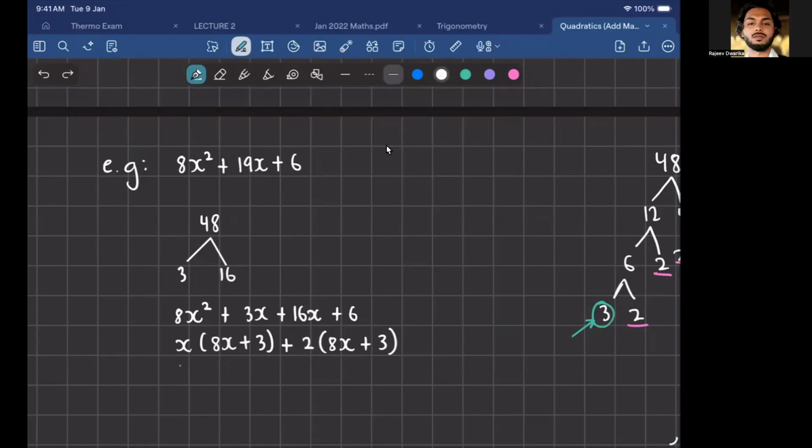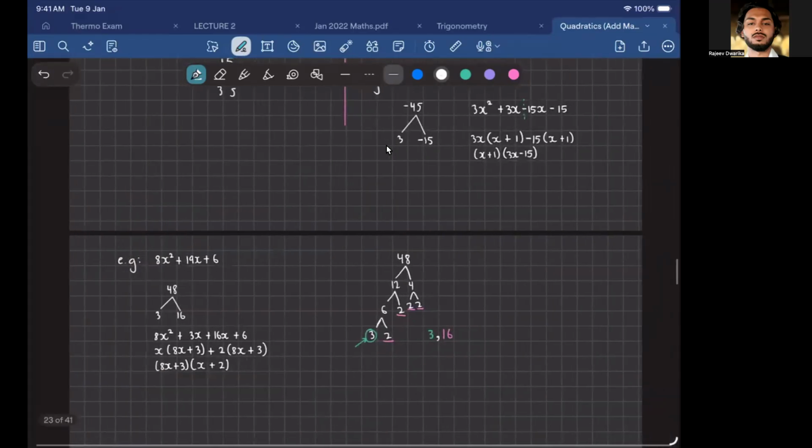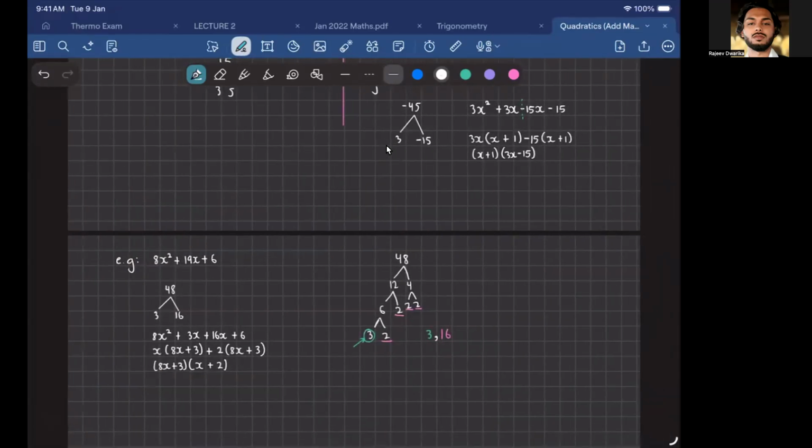That means you could do what? Pull them out. Right. And what would I write on the inside? X plus 2. Great job. Yeah, that's what you had in mind? Yes, sir. Nice.